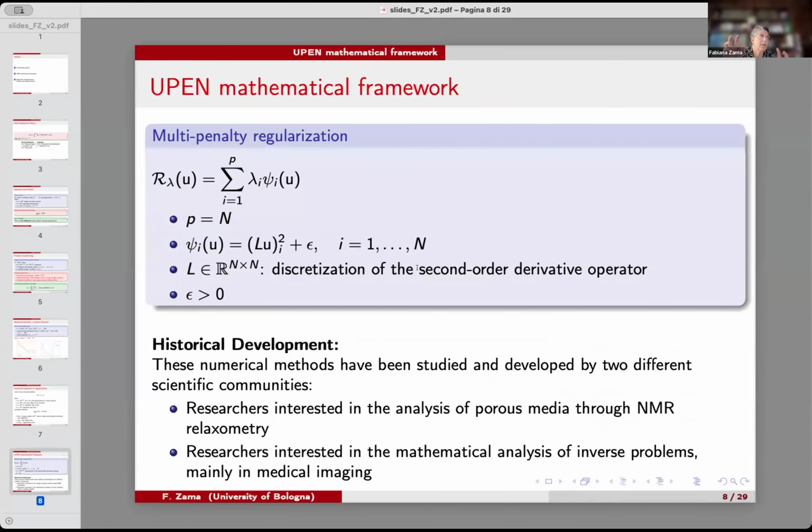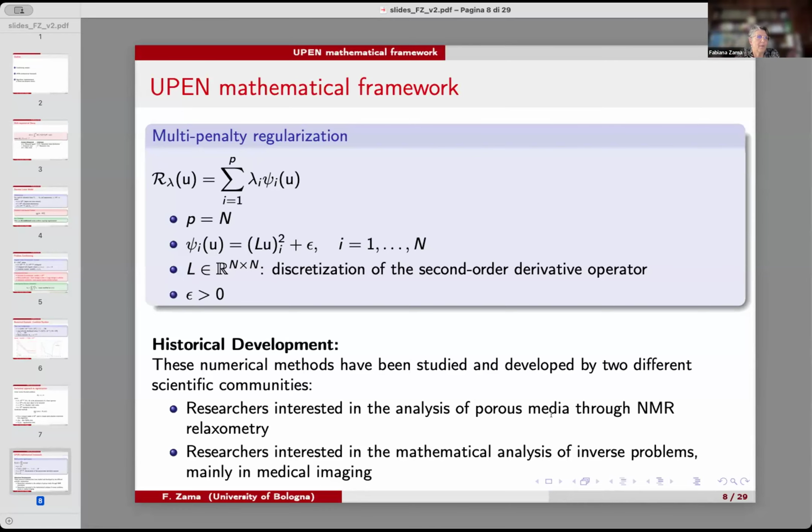But now we have to see that this general approach has been studied by different and separate scientific communities. The researchers that were interested in the analysis of porous media, and I say William and all the people of the physics department at the University of Bologna, but there is a big community of people involved in these studies. And starting from Brown, they had developed their solution.